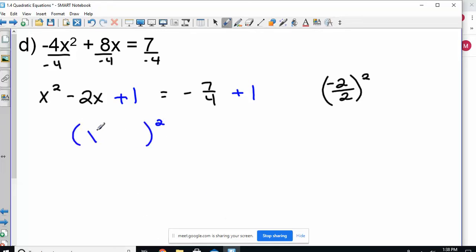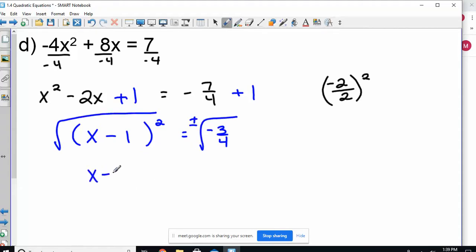So this side should factor into x. Before we squared it was just a -1. -7/4 plus 1, like -7/4 plus 4/4. That's -3/4. Cancel the square, so square root, plus and minus. So x minus 1 equals plus and minus.